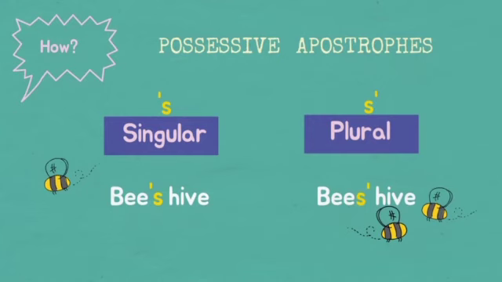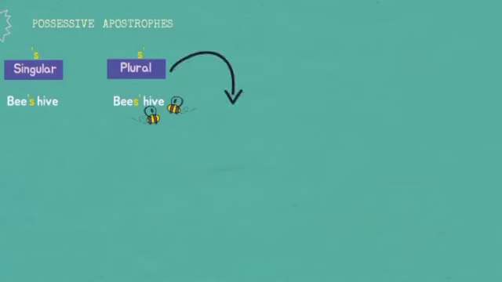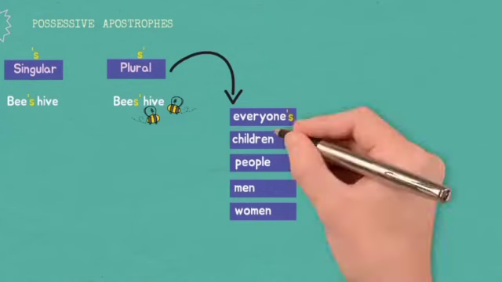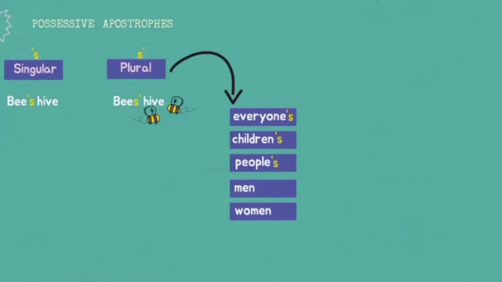There are some plural words that don't end in the letter S, such as everyone, children, people, women, men. So what happens then? If the plural word doesn't end in letter S, just add apostrophe S. Like this.